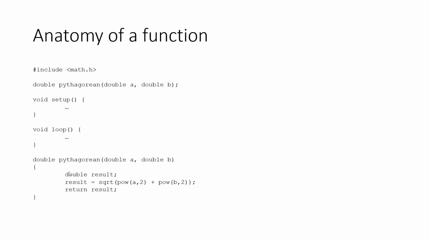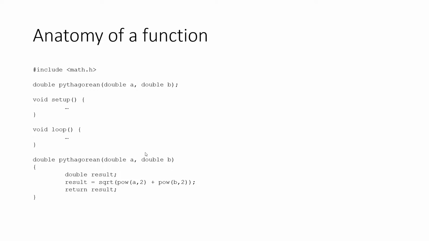Now, for those of you who have programmed in C and C++ before, you may recognize the fact that I could have done this all in one line. Instead of declaring a result, I could have just said return square root of power a squared b squared, but I figured this would be a little clearer for those of you who are still learning this.